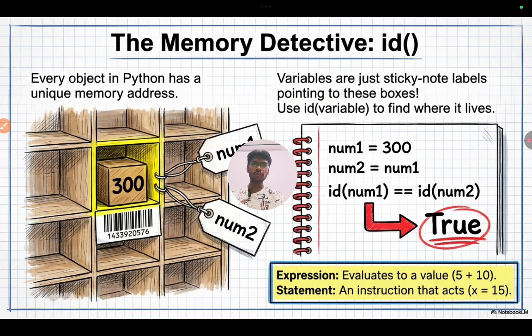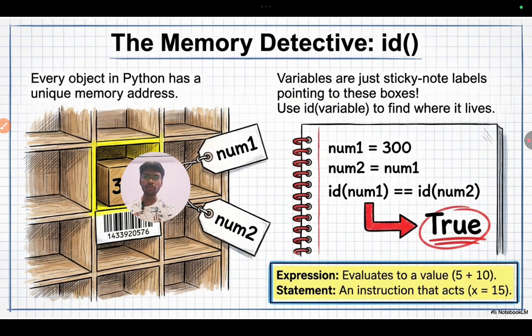Like this, in the memory detective, to get the memory address or memory location of a variable, we use the id function. We know that num1 equal to 300. If we assign num2 as num1, id of num1 equal to id of num2 will give a boolean value of true, because both evaluate to the same memory location.